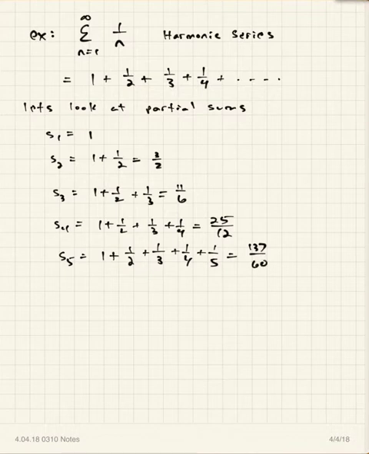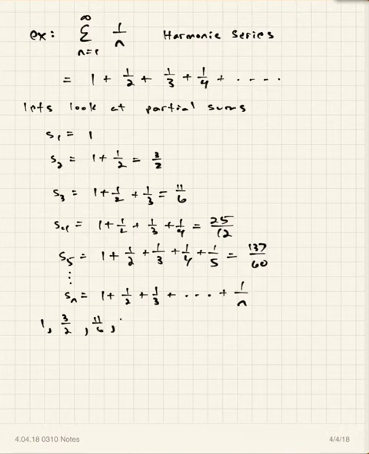You could continue on with this. S sub n would be 1 plus 1/2 plus 1/3 plus ... out to 1 over n. Now, the question is, can we get a closed form for the nth term of the sequence of partial sums? If you list out the sequence of partial sums, you get 1, 3/2, 11/6, 25/12, 137/60, and what ends up happening here is there is no well-defined pattern. I'm going to tell you that that's true right now.